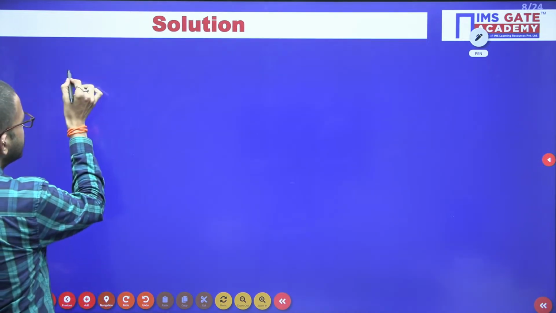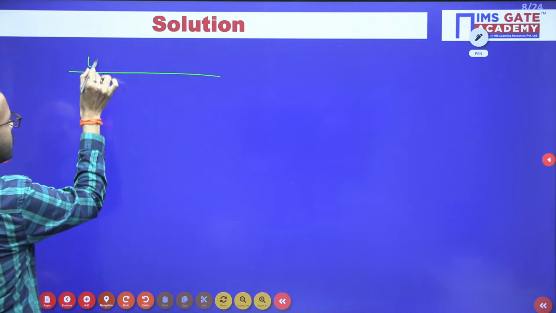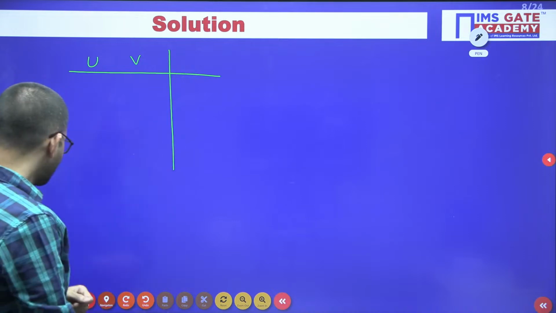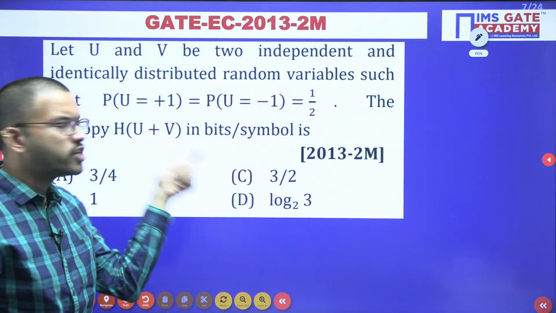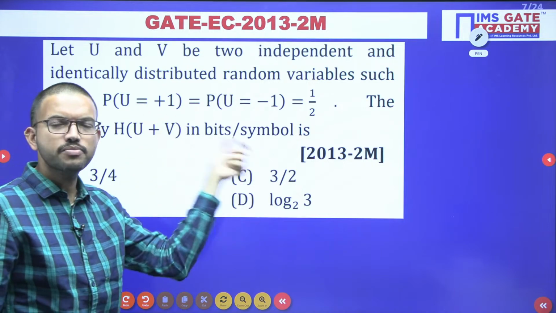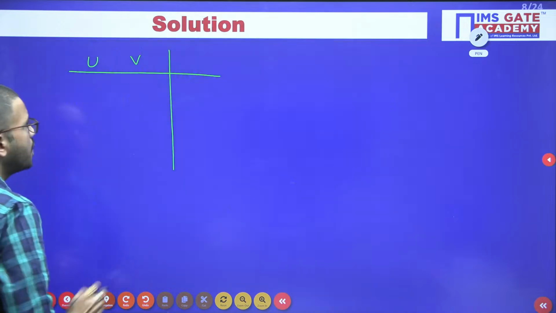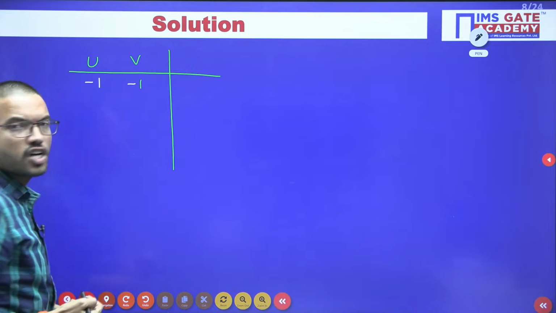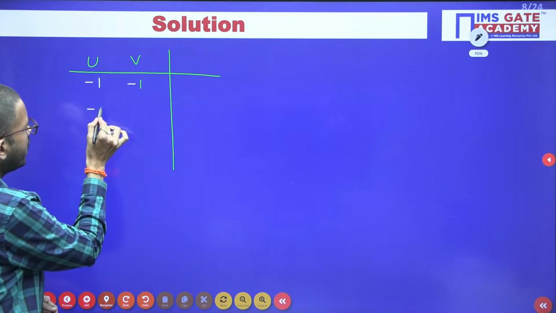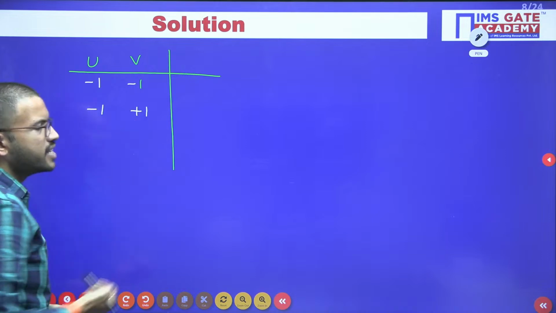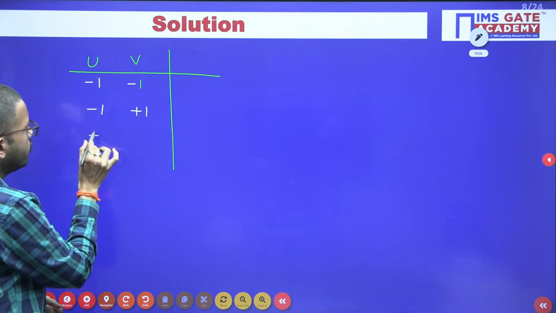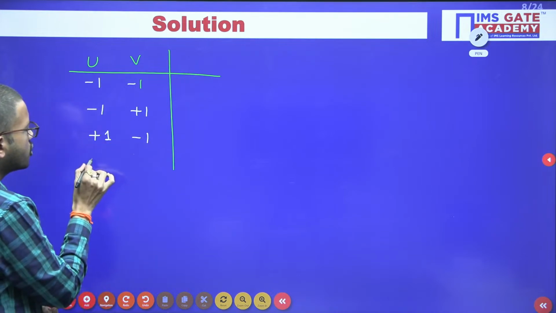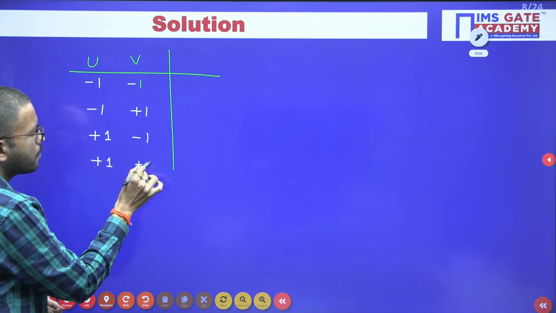For the time being let us make a tabular form. The first column I am considering U and the second column V. Regarding U and V, the possible values are +1 and -1. For the time being I will represent both having -1, that is one possible combination. Or U is -1 and V is +1, that is another combination. Or U is +1 and V is -1, that is one more combination. Similarly, the last combination is both having +1.